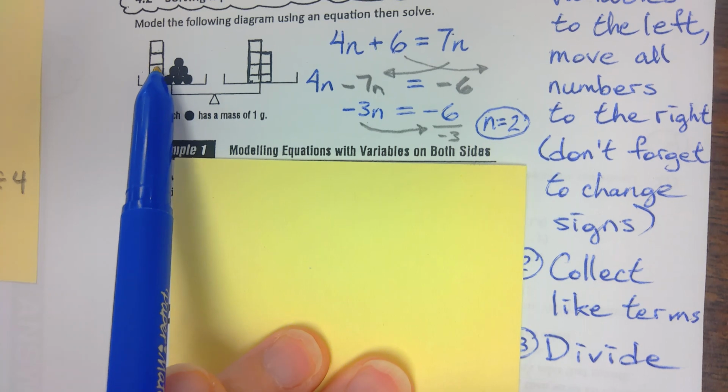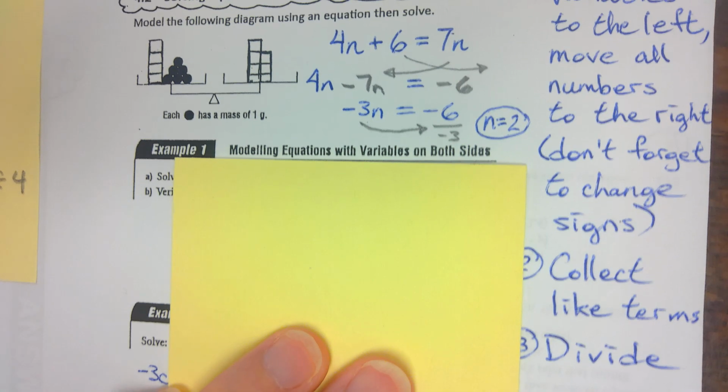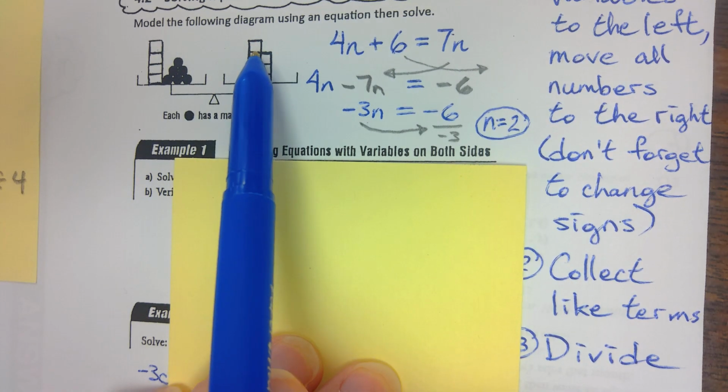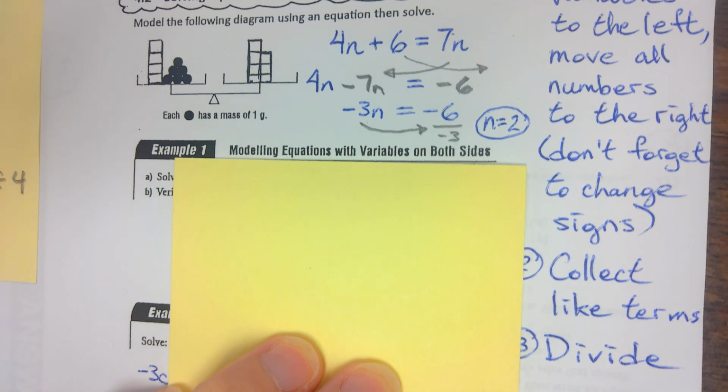2, 4, 6, 8, 10, 12, 14. So I get 14 on the left side. 2, 4, 6, 8, 10, 12, 14. I get 14 on the right side. And so they are balanced, and I know that this is my answer.